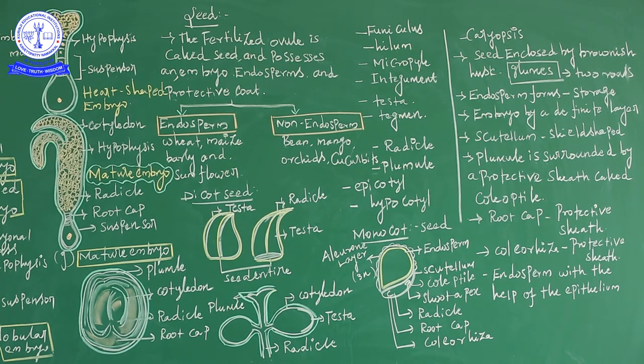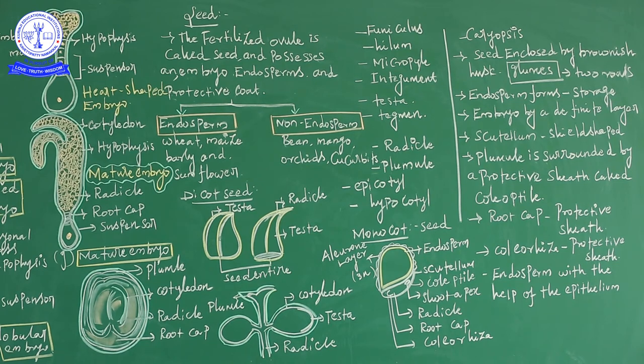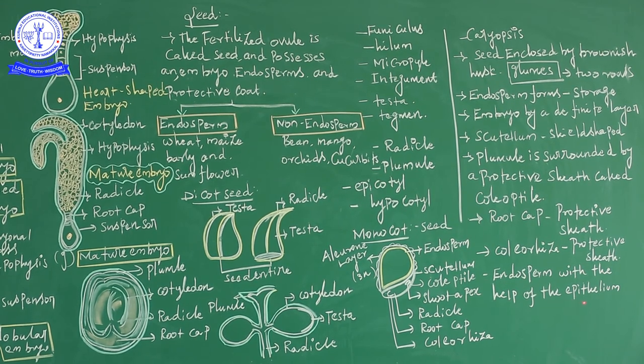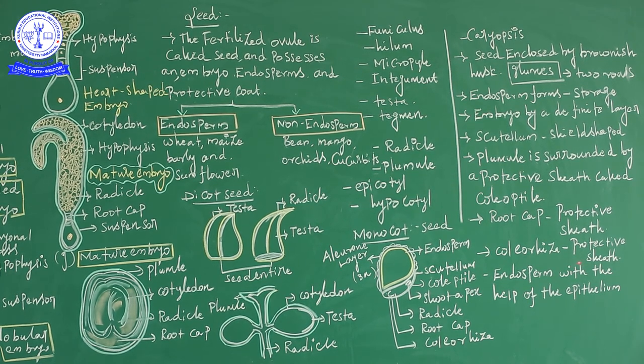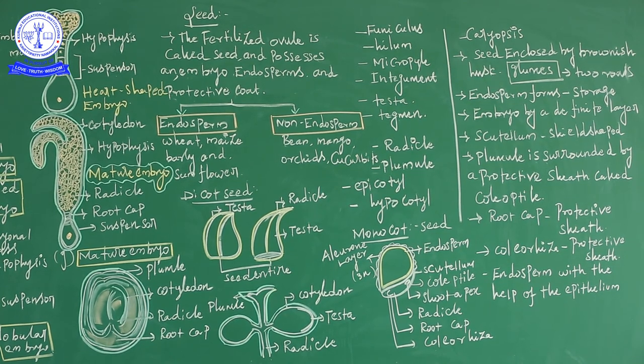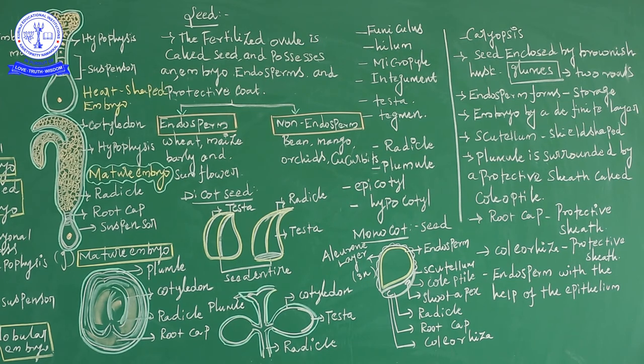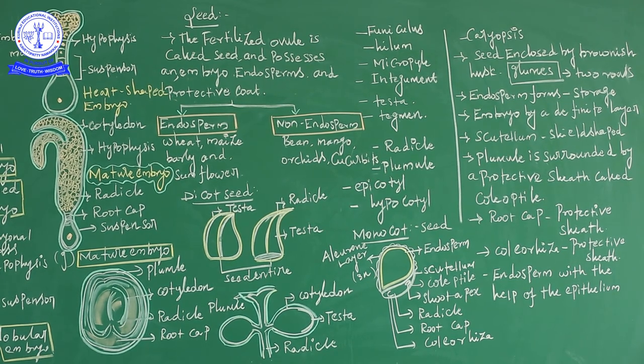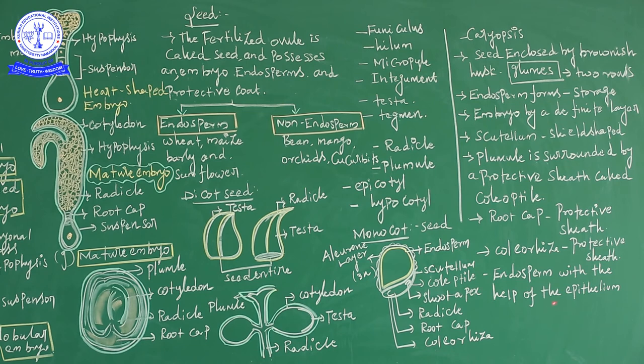The scutellum supplies the growing embryo with the food material absorbed from the endosperm with the help of the epithelium. What is the epithelium, as I am saying now? The epithelium is the definite layer that separates it from the embryo. With the help of the epithelium, food material is absorbed from the endosperm. That is the main function, and it is very, very important in the monocot seed. Okay.